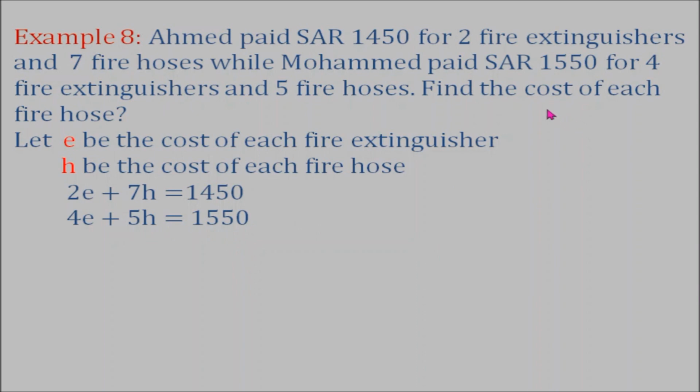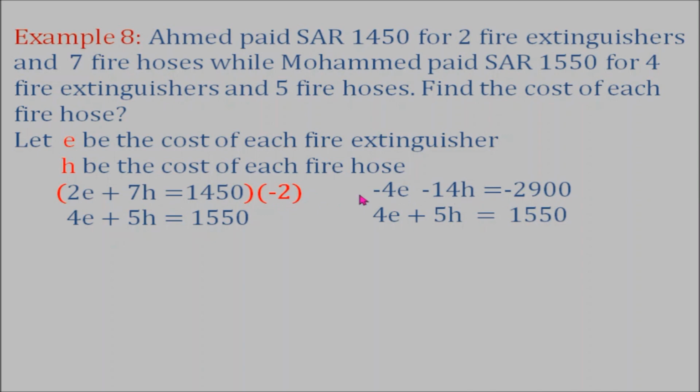Since we are just asked to find the cost of each fire hose, which is H, we are going to eliminate E. So to eliminate E, we are going to multiply the first equation by negative 2. So negative 2 times 2E, that's negative 4E. Then negative 2 times 7H, that's negative 14H. Then negative 2 times 1,450, that's negative 2,900. And our second equation is still the same.